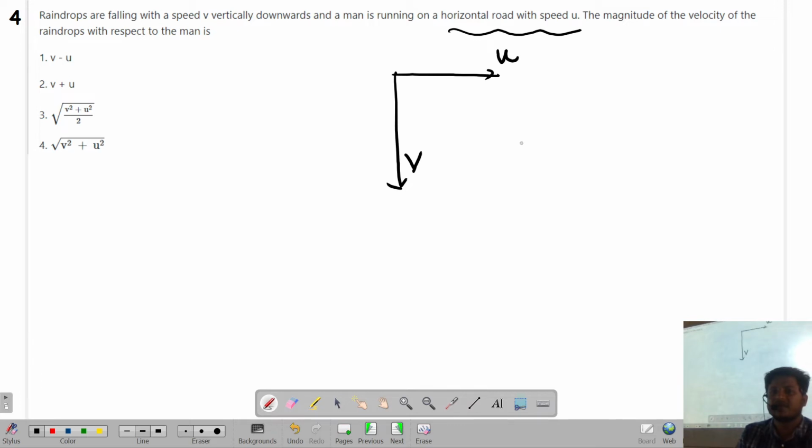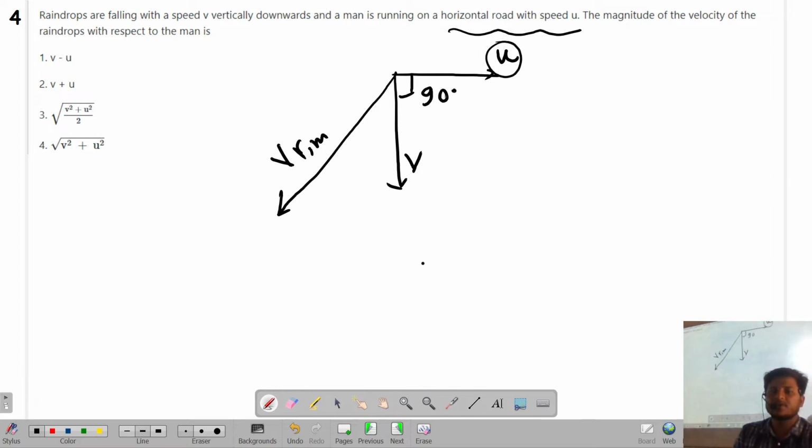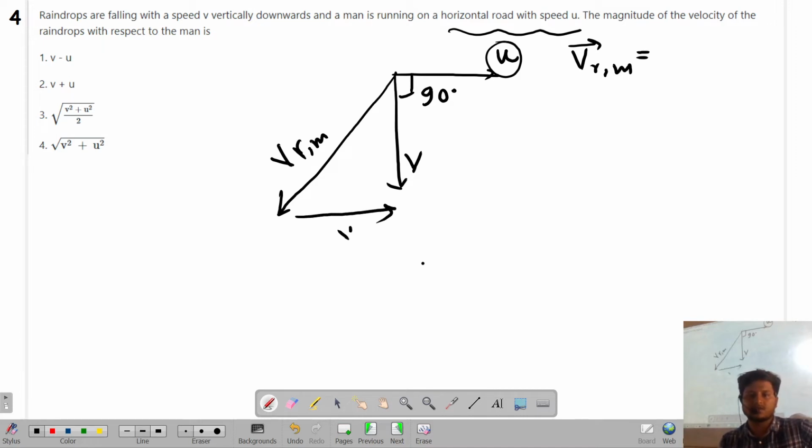The man is running with speed u. The magnitude of the velocity of raindrops with respect to the man is what? Here again this will be the velocity of rain with respect to man. Now look over here: the rain's and the man's velocities are making 90 degrees with respect to each other. So the velocity of rain with respect to man is equal to the velocity of rain vector minus the velocity of man vector. This is my equation now.